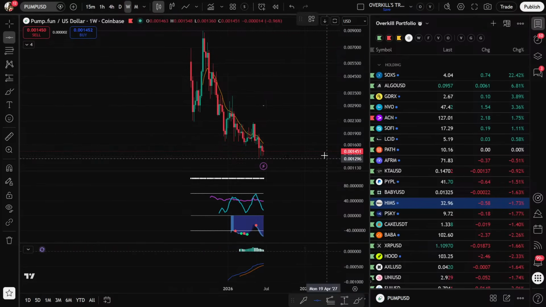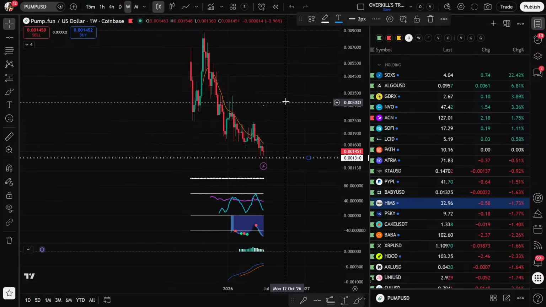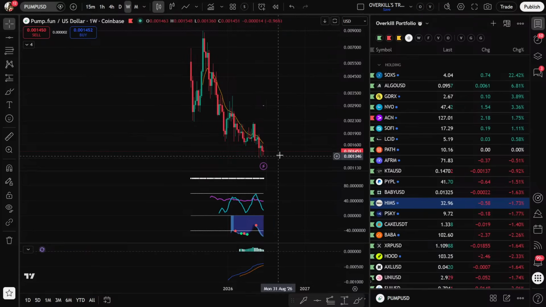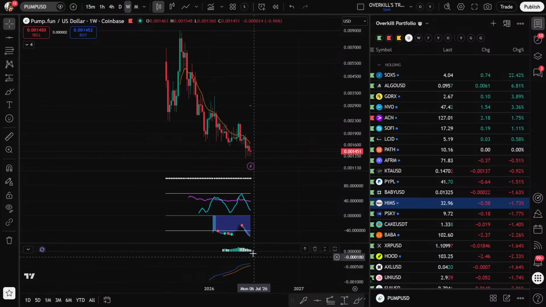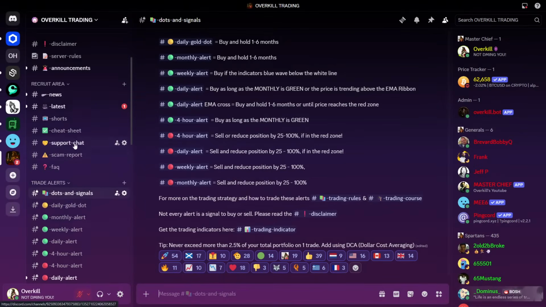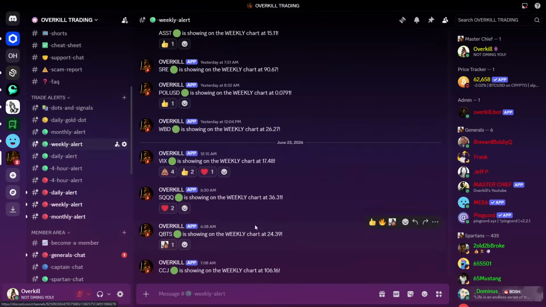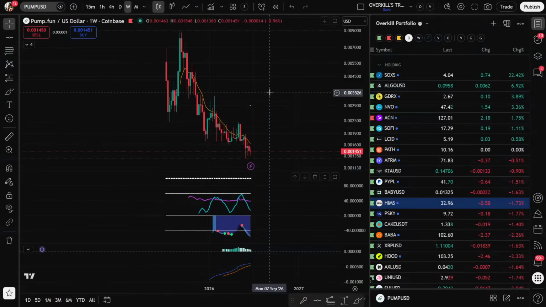That one looks like it wants to bottom here at around 0.001. I like it. You just need the green dot there on Pump Fun. That will be called out over here in the alert section. We do call out all of the alerts over here in the weekly alert section. That is what I would watch for on Pump Fun.